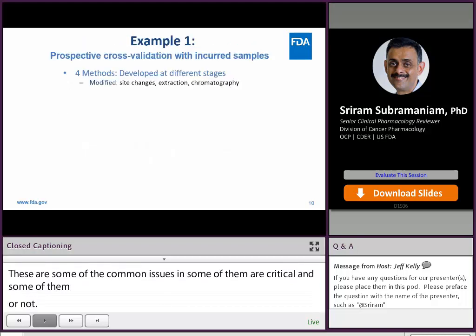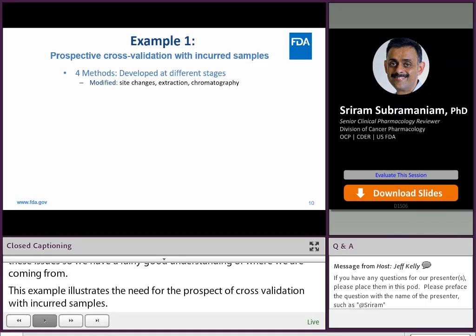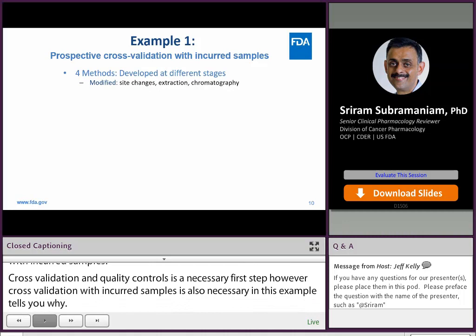This example illustrates the need for prospective cross-validation with incurred samples. Cross-validation with quality controls is a necessary first step. However, cross-validation with incurred samples is also necessary. And this example tells you why. Four iterations of the methods were developed at different stages of drug development. All the four methods were initially cross-validated with quality control samples.